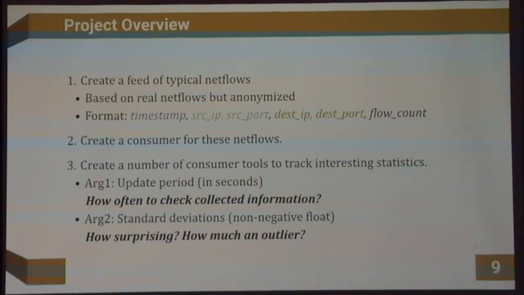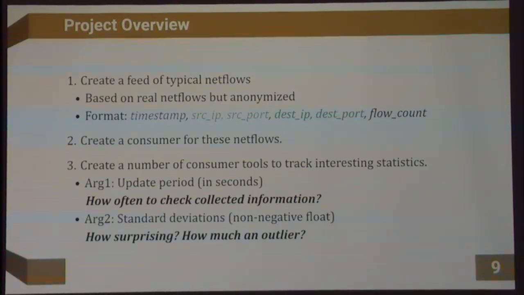Based on the typical net flow of timestamp, source IP and port, destination IP and port, and flow count, create something that receives those, and create tools that you can add to it. Each of the tools has two arguments. One is an update period, which is basically how often you check for weird things happening. The other is a number of standard deviations, which defines how weird they have to be before you're told about them.